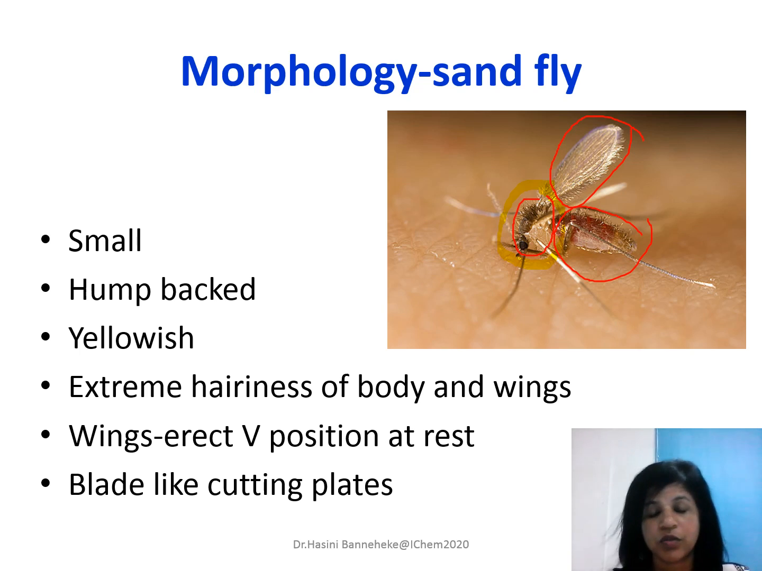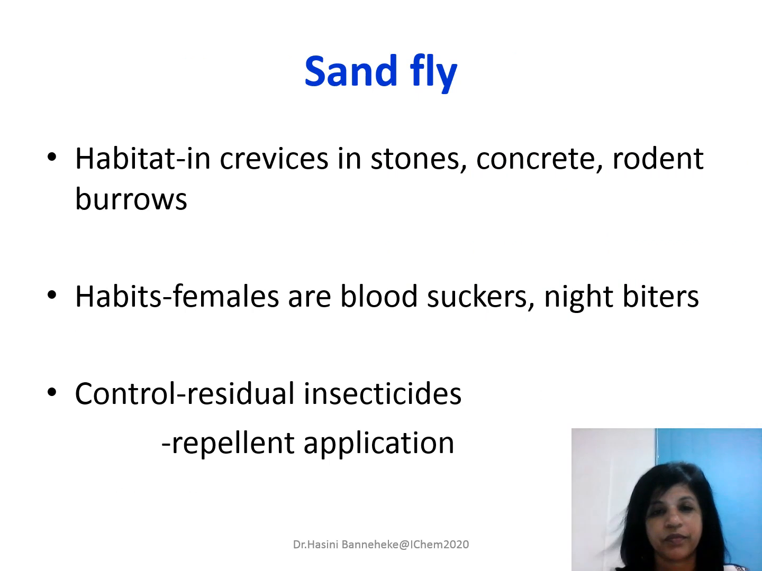And generally most of the mosquitoes or most of the insects, at the resting position, fold their wings, but this one, as you can see, keeps them in an erect V position. That is also kind of an identification feature. And since sandflies are bloodsuckers, they have blade-like cutting blades in their mouth. So where do they breed? They breed in cracks and crevices in the concrete or in the walls or stones or even rodent burrows.